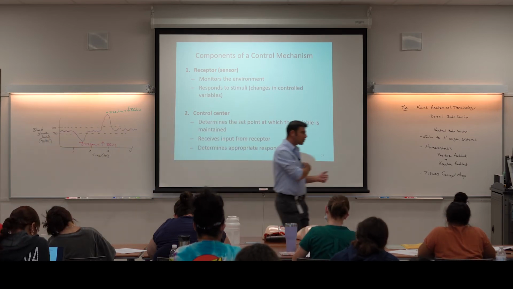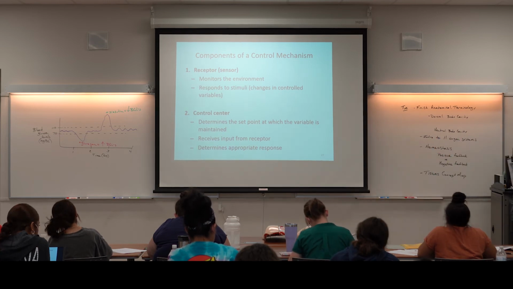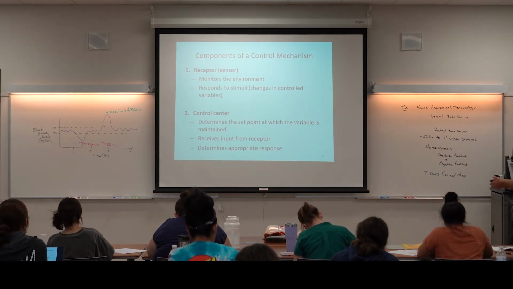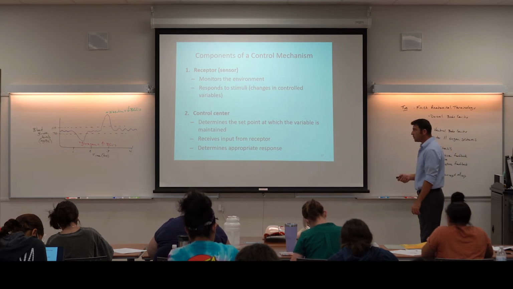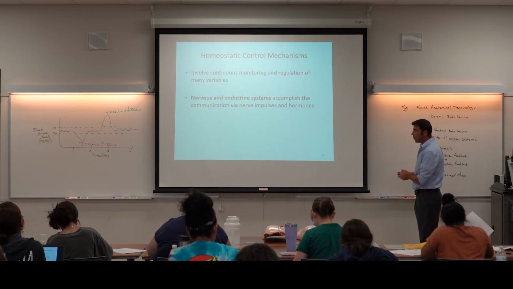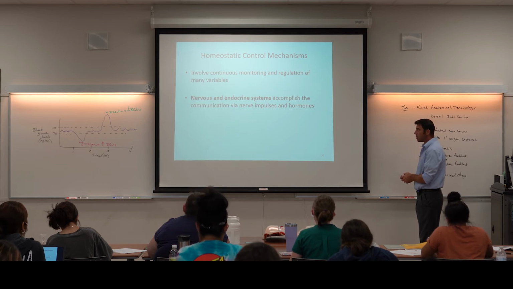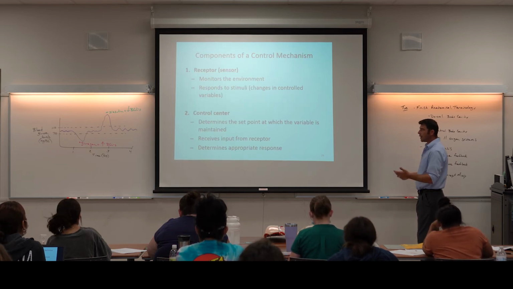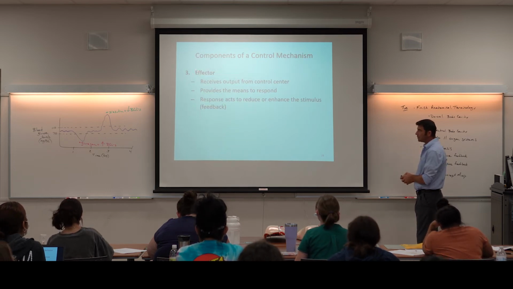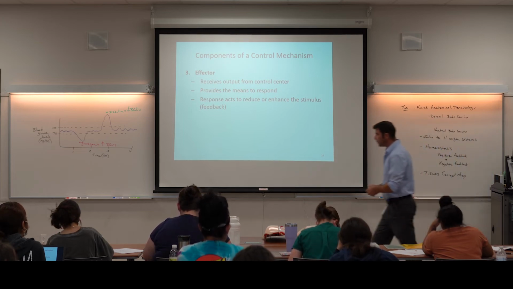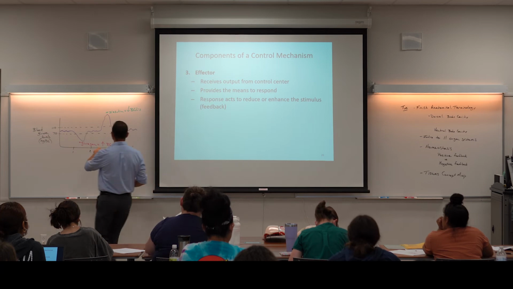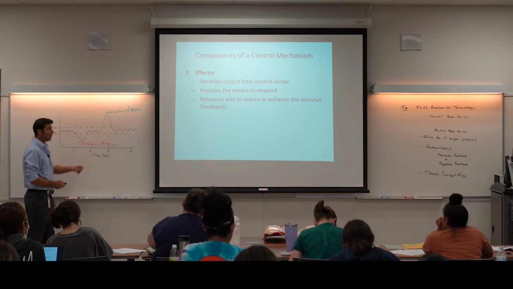range. So the first component we can see is the receptor that detects the change, detects us getting outside of the normal range. The control center, either the nervous system or endocrine system, decides what the proper response is, and then that response is carried out by the effectors. In this case, glucagon would be that effector that would increase blood glucose levels.